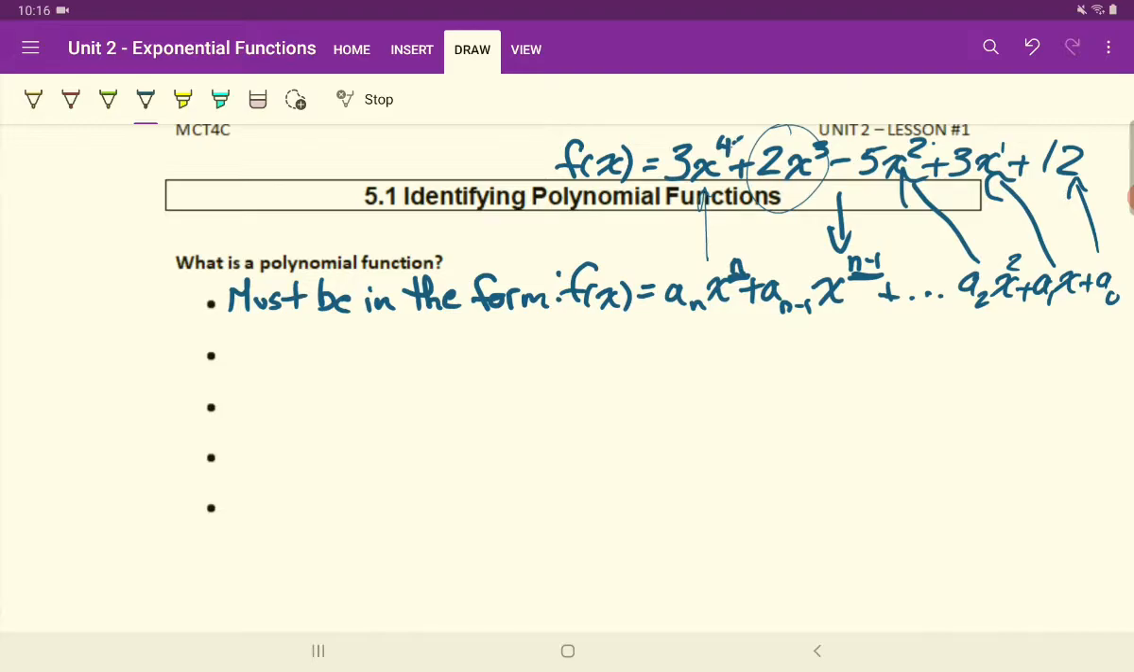Now, to say a little bit more about this, the exponents have to be positive integers.